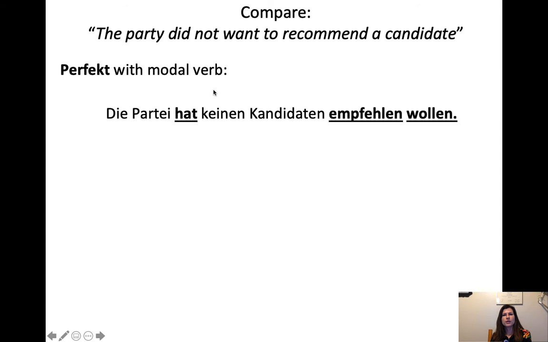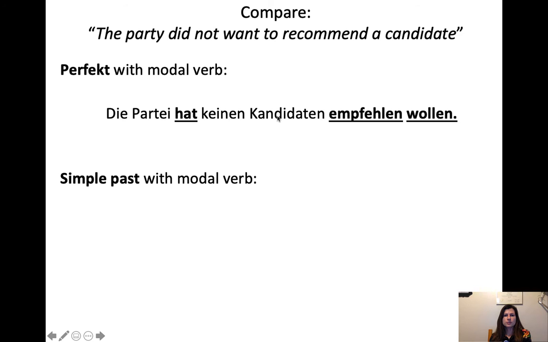So we have a slightly more complex sentence, but it's the same principle. We're going to say, the party did not want to recommend a candidate. So let's try the perfect with the modal verb. Die Partei hat keinen Kandidaten empfehlen wollen. So the party, and then hat wollen together makes the past tense happen, right? And then it's no candidate, so there's also a not in there. The party did not want to recommend a candidate.